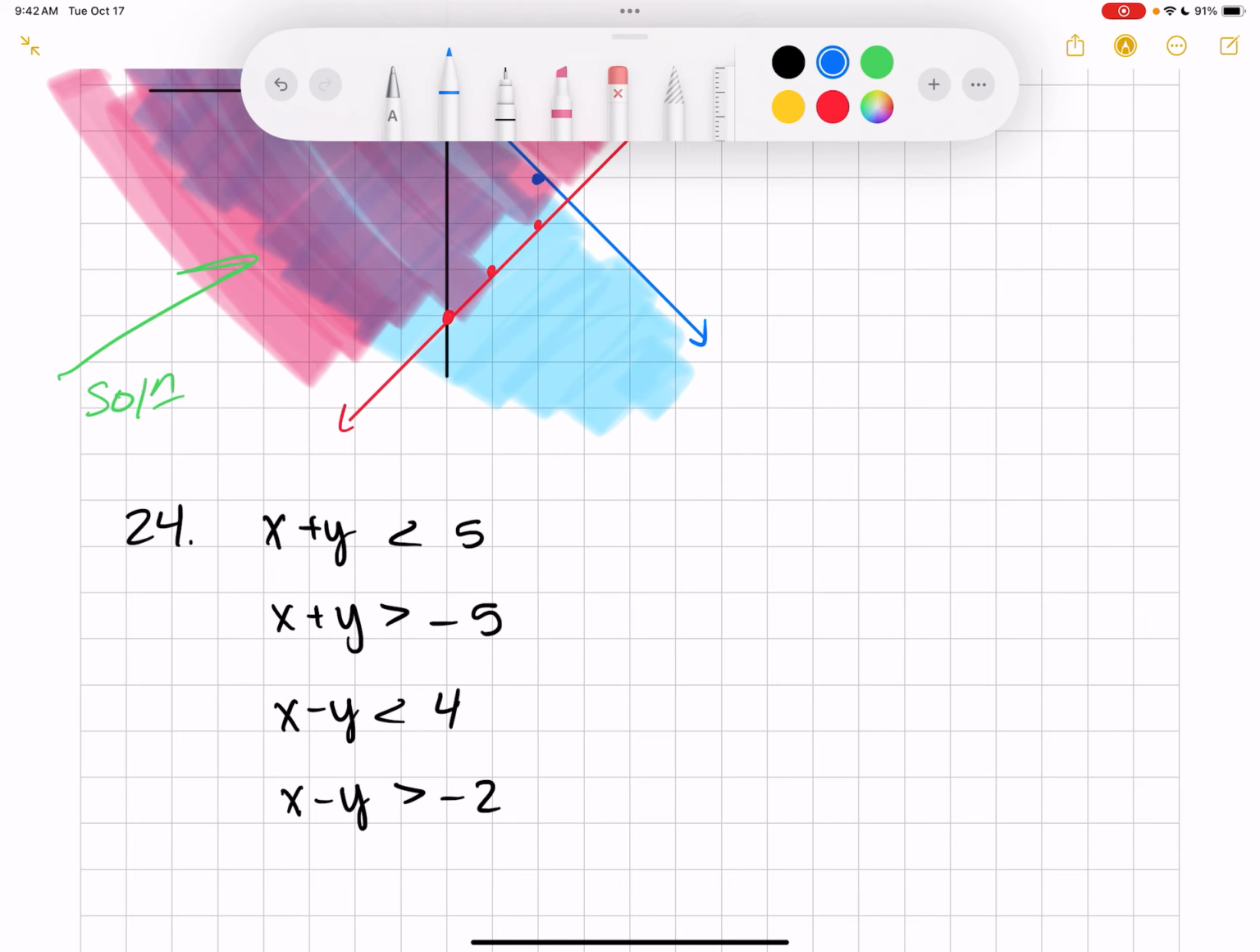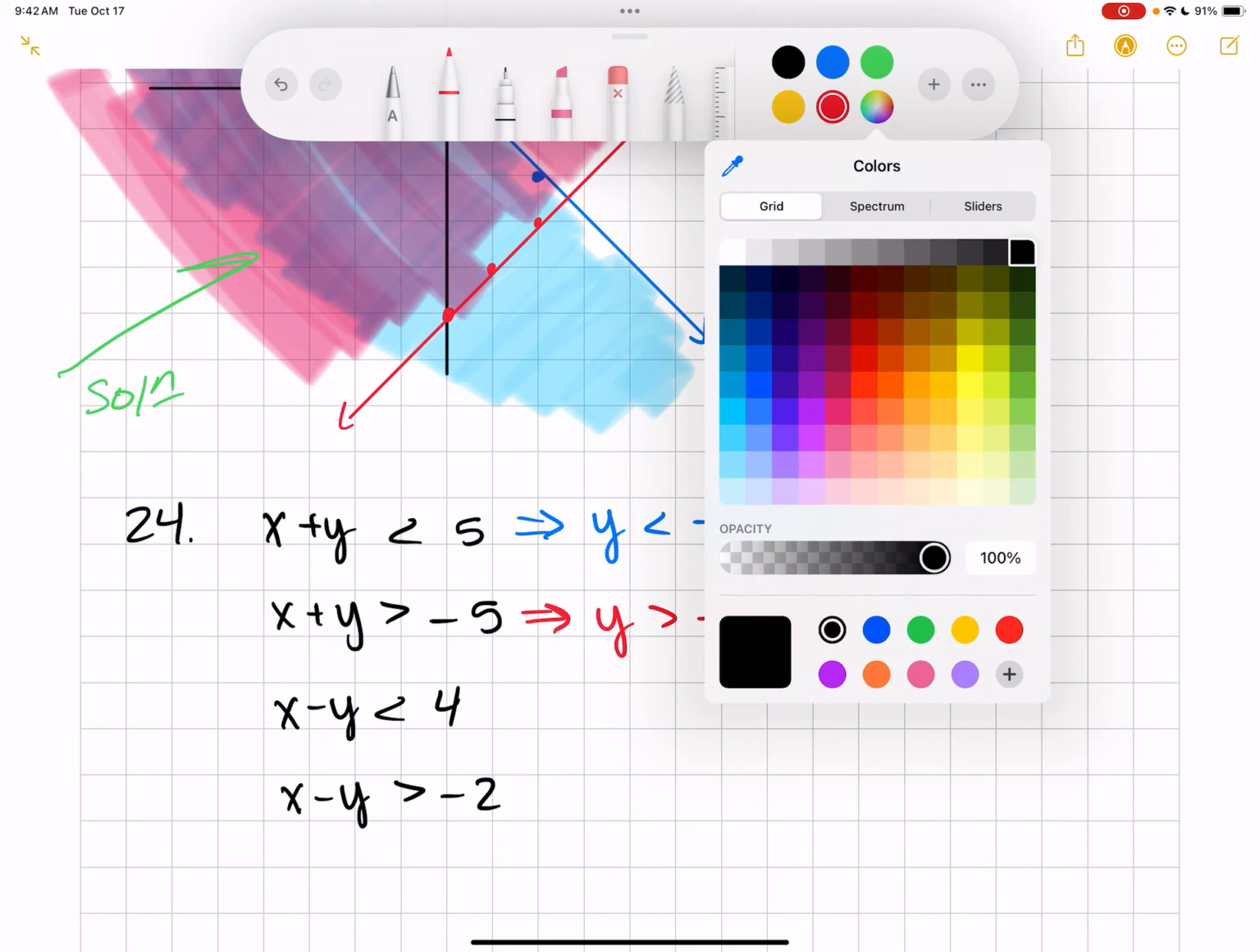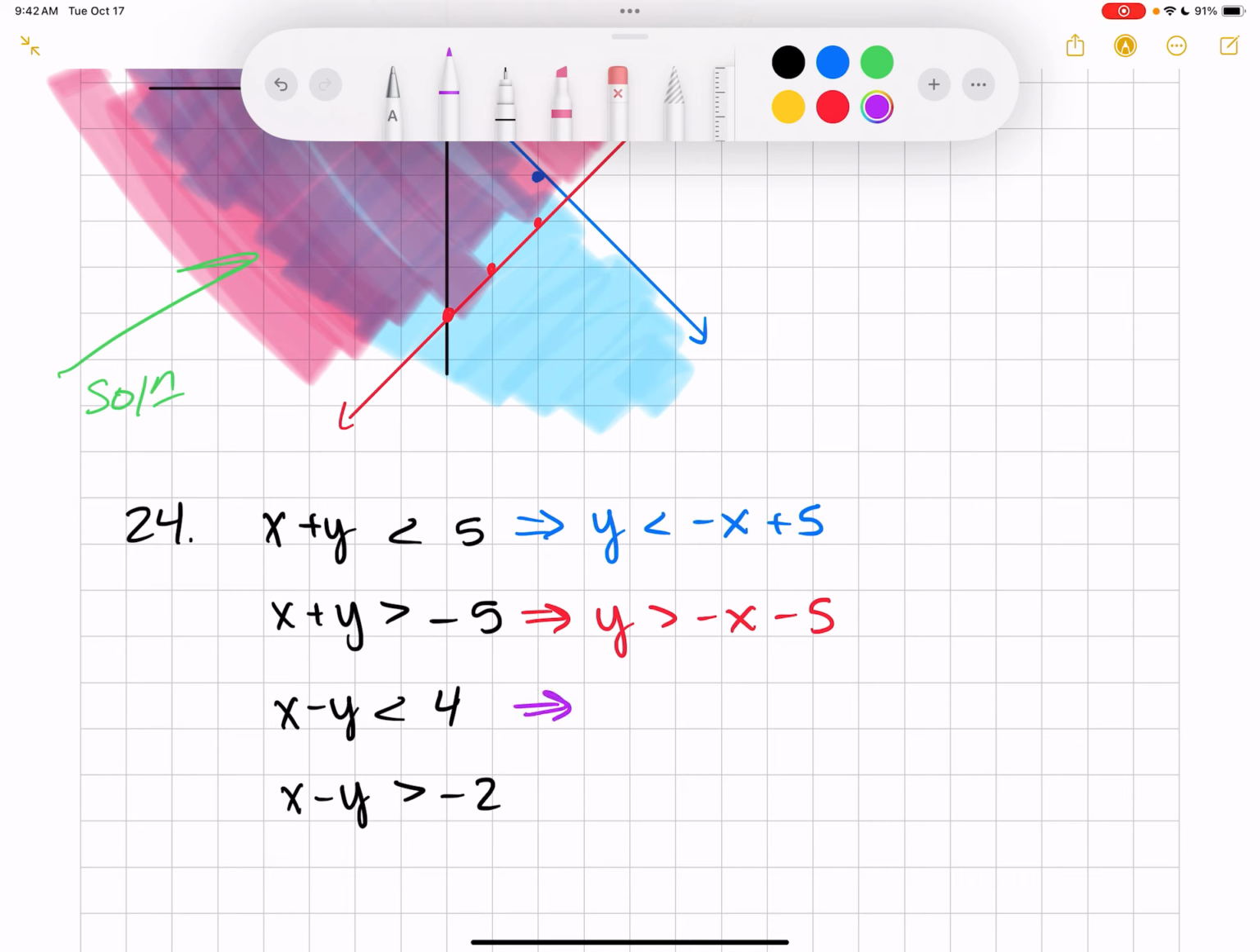All right, so this one is going to be y is less than negative x plus 5. This one is going to be y is greater than negative x minus 5. This one is going to be y is greater than x minus 4. And then y is less than x plus 2.